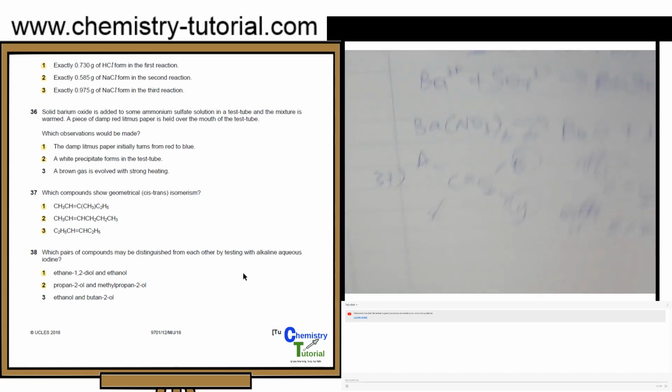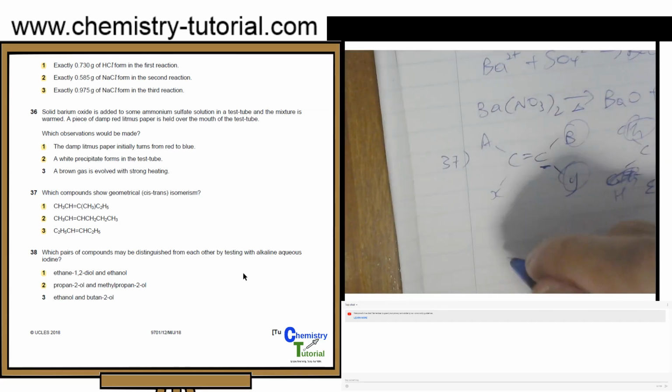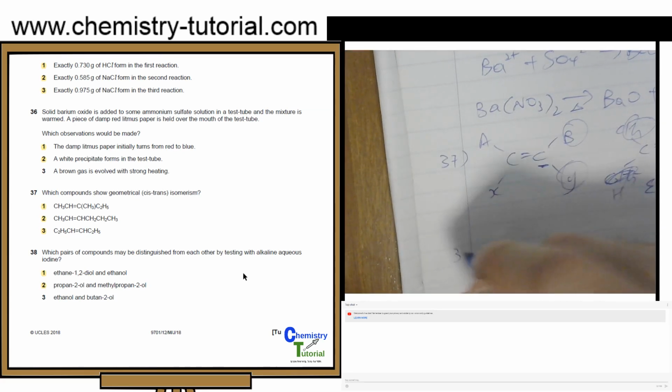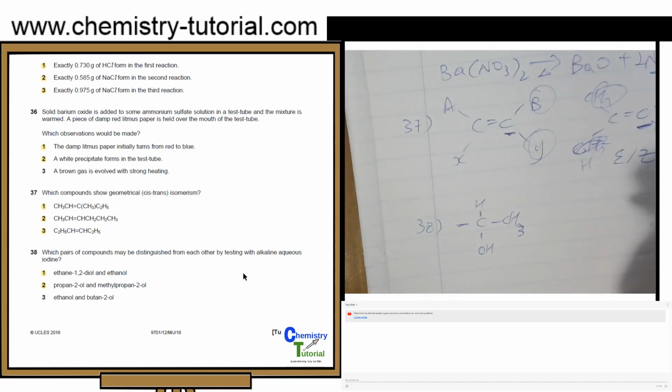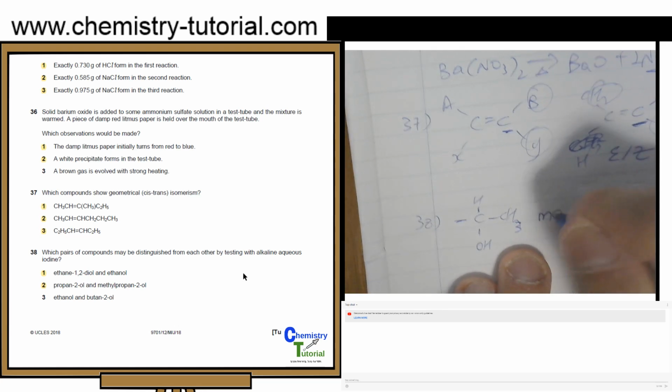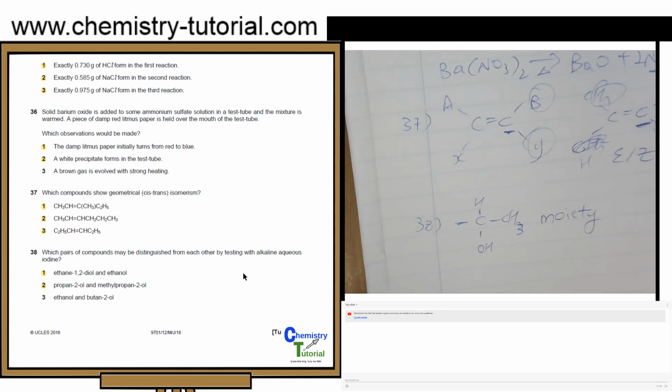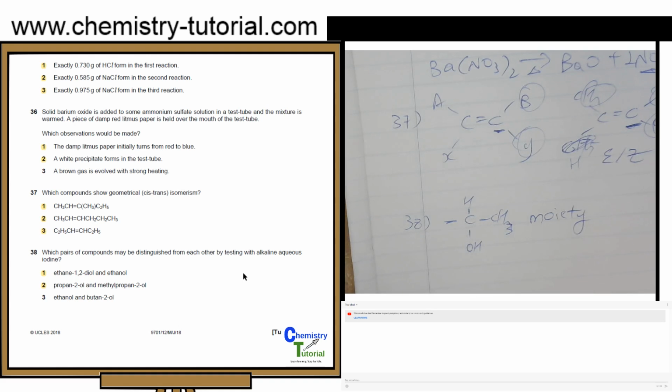Now this is a test for organic species with this moiety, you have a HOCHCH3. Now some students ask, what do I mean by moiety? Well, let me spell it out. M-O-I-E-T-Y. It's just a more specific type of functional group.